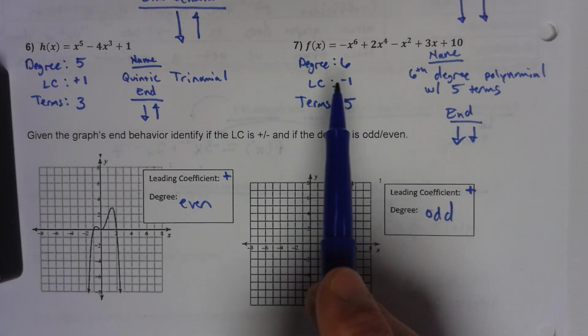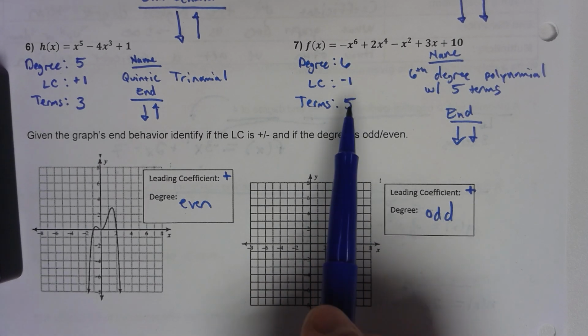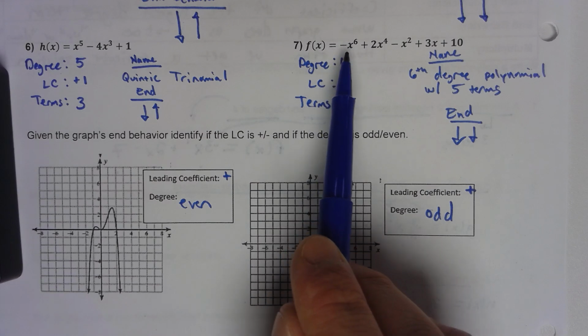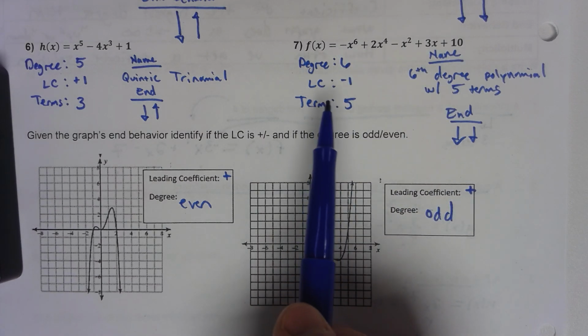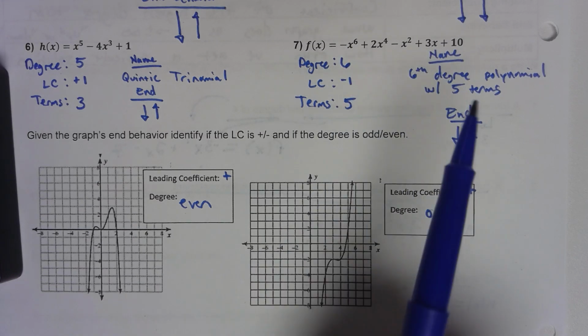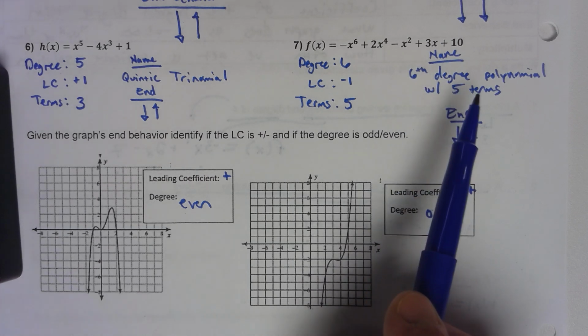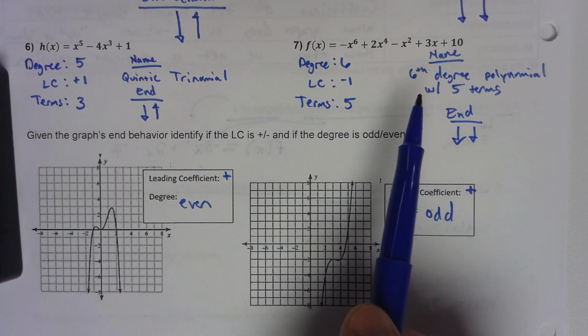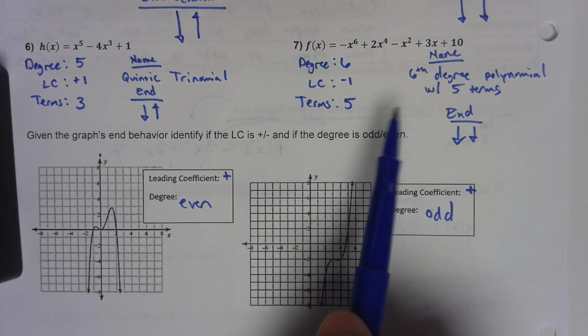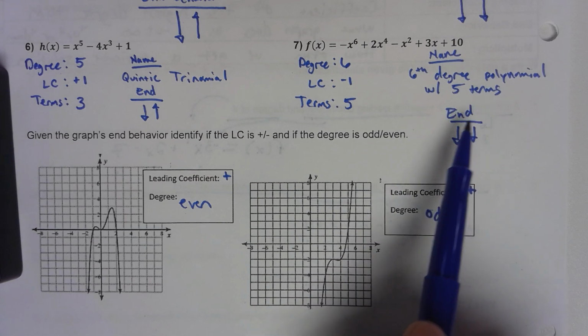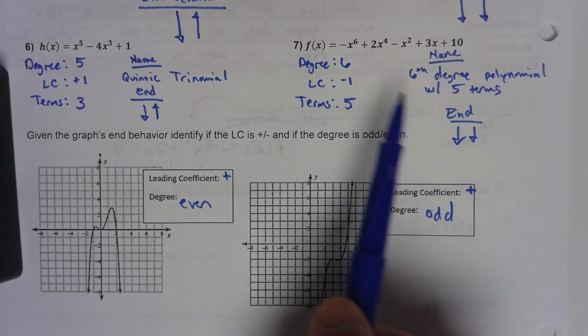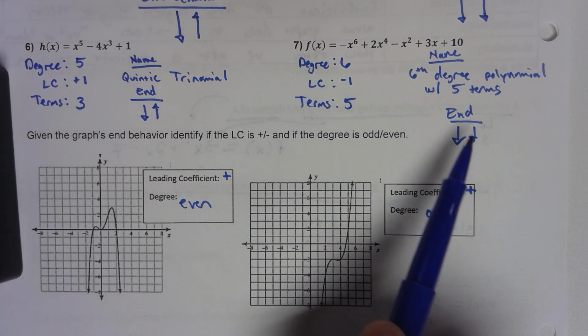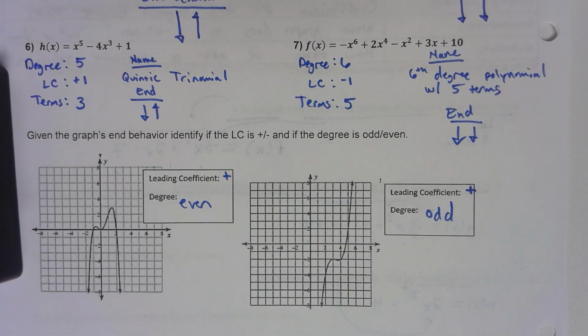All right, for 7. The degree is 6. Again, that's your largest exponent. Leading coefficient is -1. It's the number in front of the x to the 6th. There are 1, 2, 3, 4, 5 terms. The name, it doesn't have a great name here because we're kind of past the threshold of where we start to get lazy. So just the 6th degree polynomial, more specifically a 6th degree polynomial with 5 terms. And then your end behavior, the negative leading coefficient telling me the right side is down. The even degree telling me the left side is going in the same direction, so also down. So down and down. All right, questions with how I'm identifying anything on 6 and 7?